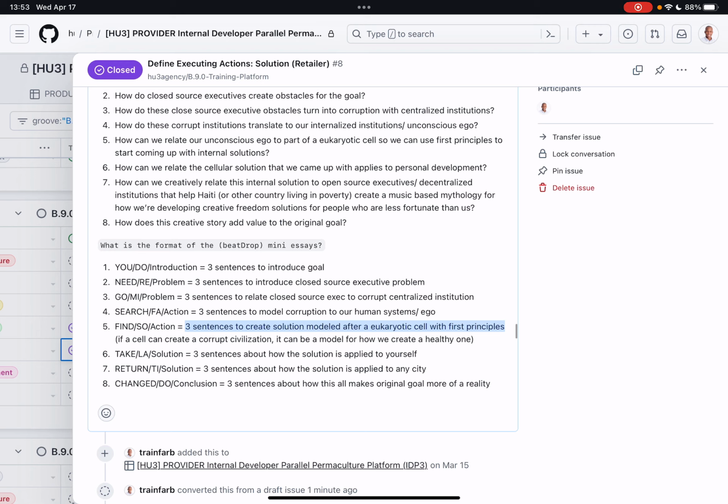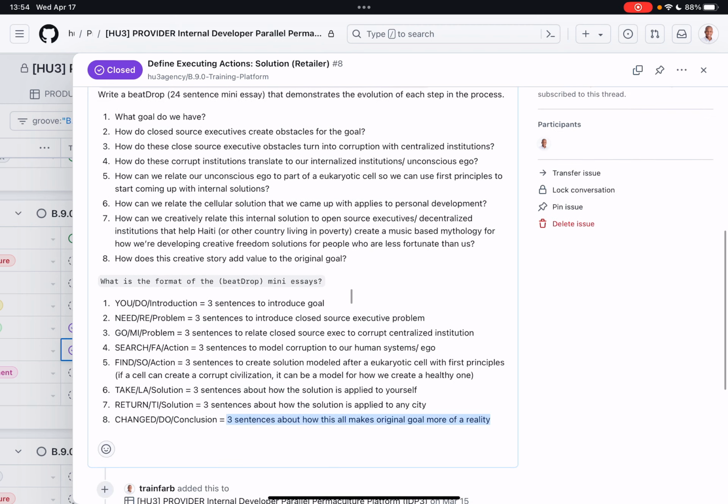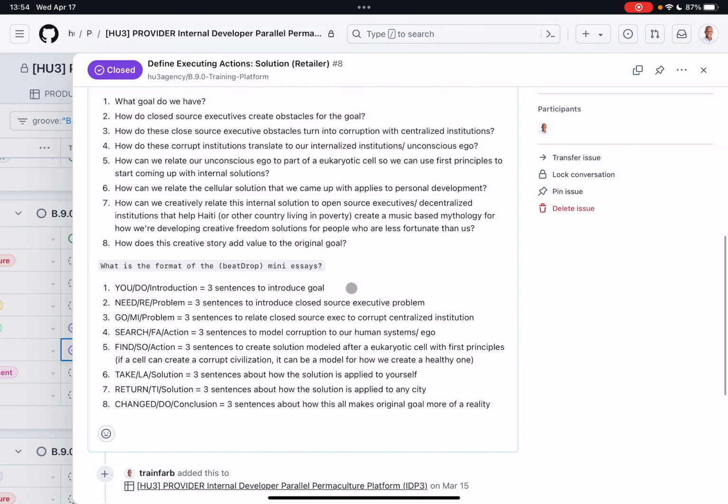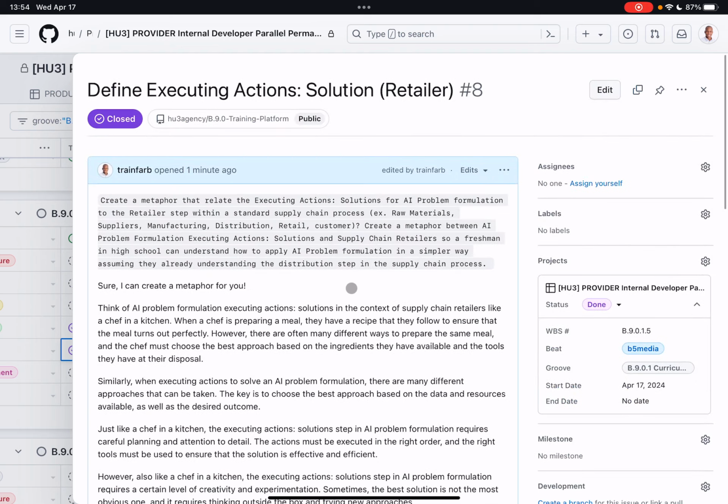As they're looking internally, then they start to think, okay, I need to find a solution here. So that's really when they think about, we use the eukaryotic cell with first principles, because if a cell can create a corrupt civilization, we can use a cell to create a model for a healthy civilization. And then it's just going to be 3 sentences about how they're going to apply that solution, the cellular solution, to themselves, 3 sentences about how they're going to apply it to a city, and then 3 sentences about how it all ties back to the original goal. So this is really the go-to-market strategy. This is like how we create posts. This is like our social media, our civil media platform, and I feel good about it.